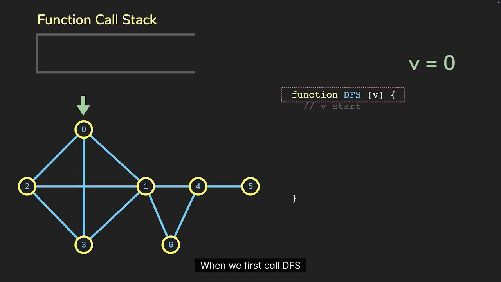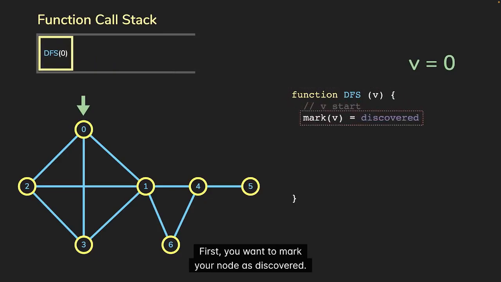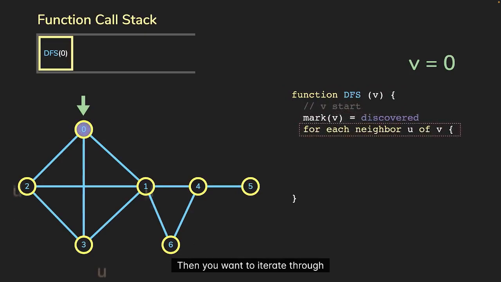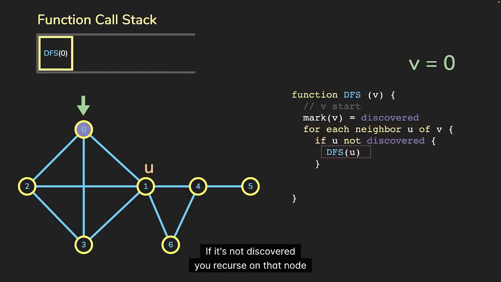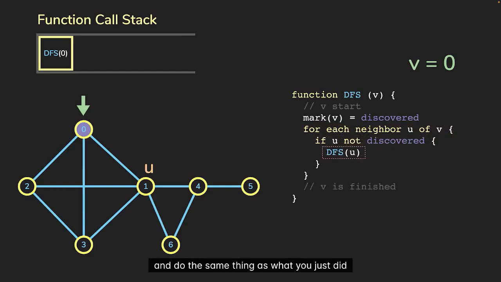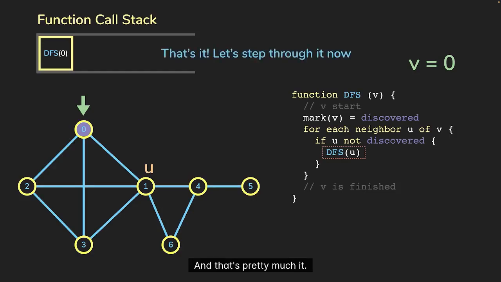When we first call DFS, it will be on the first node of your graph. So let's just add that to the function call stack first. First, you want to mark your node as discovered. Then you want to iterate through all of your neighboring nodes. You check if that neighbor has already been discovered. If it's not discovered, you recurse on that node and do the same thing as what you just did with the original node. But if it's discovered, then you just skip it. And that's pretty much it.